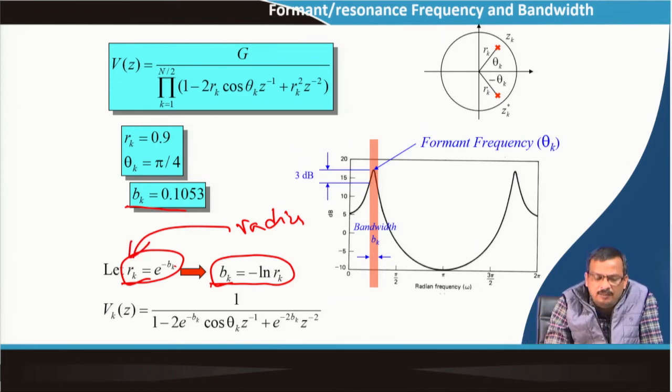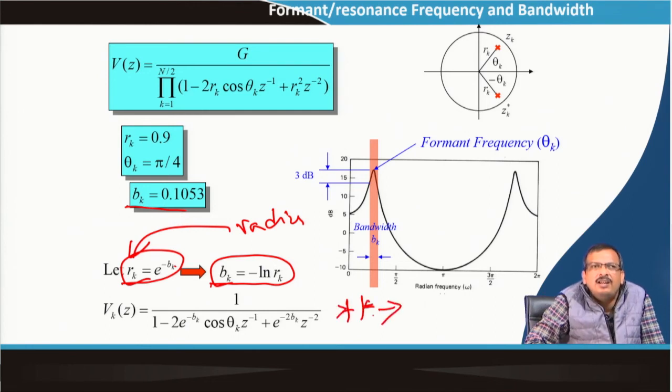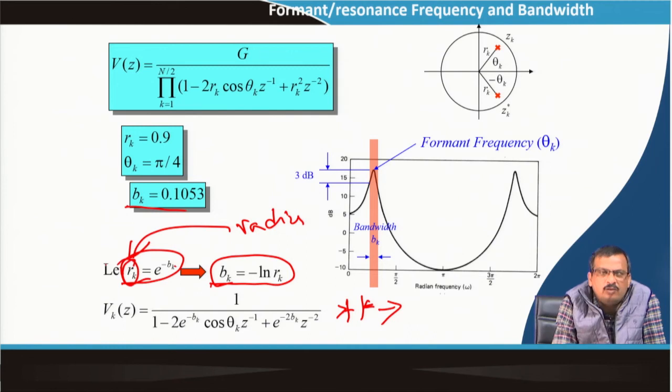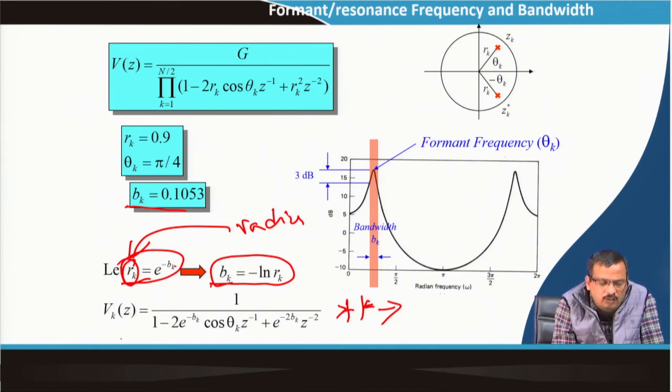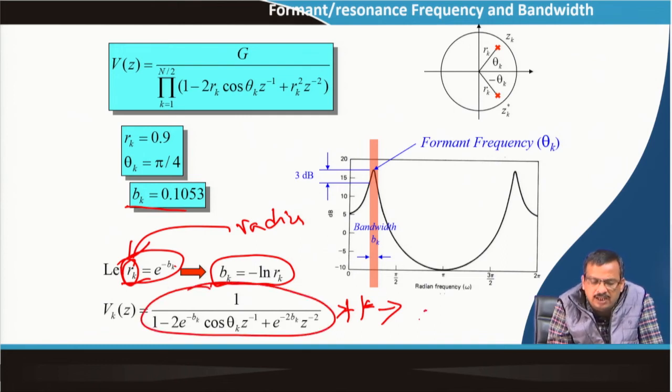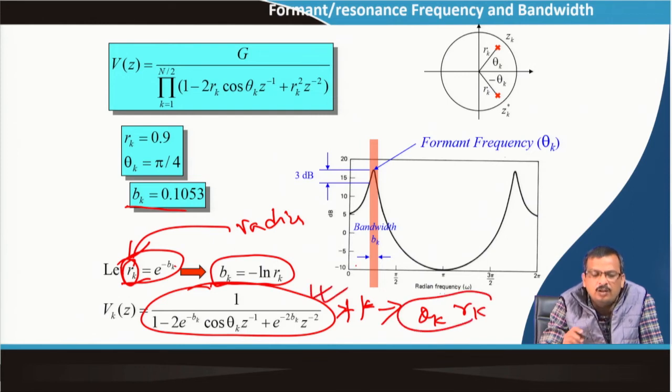So, if I know Bk in radian, then I can calculate R. What is given? Bk is given in hertz. I have to convert it into radian. Once I know Bk in radian, I can calculate Rk also. Vice versa, if I know Rk, then I can calculate the transfer function also. Once I know theta k and Rk, I can find out the transfer function in Z domain of the vocal tract.